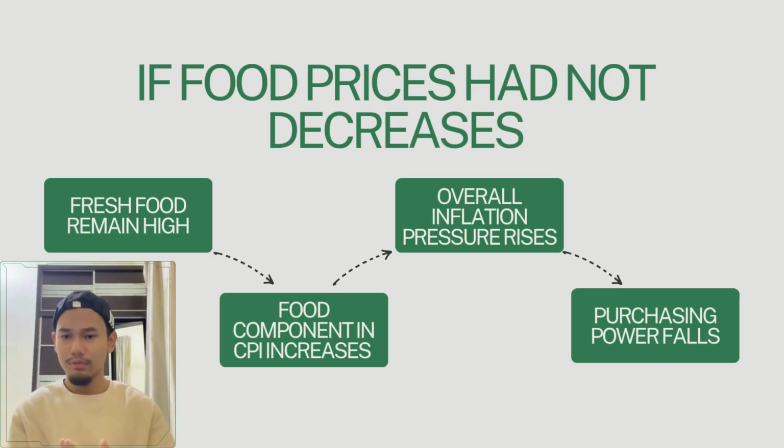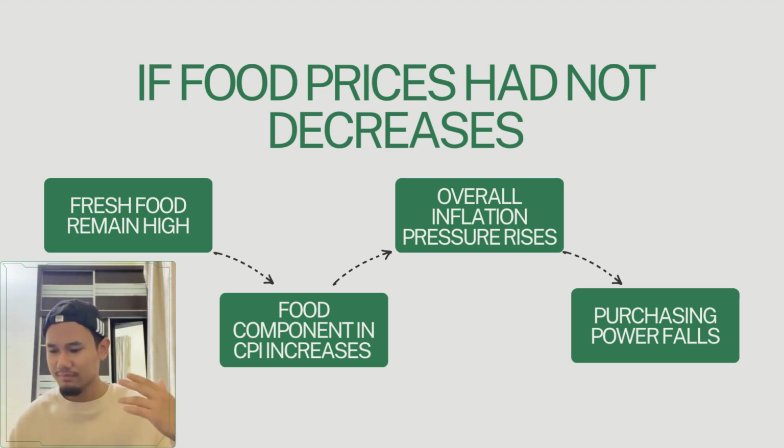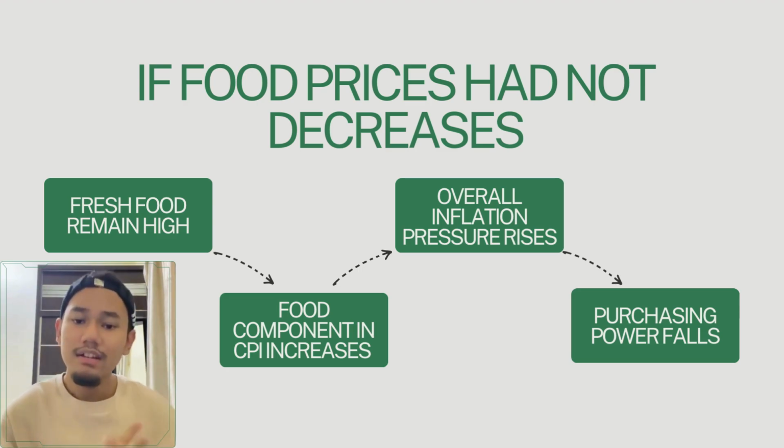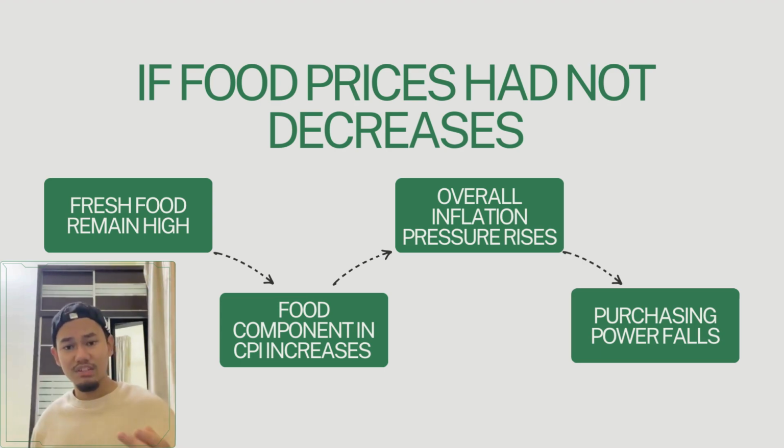Right, if fresh fruit prices remain high, Malaysian overall inflation would likely increase to stay under pressure. Fresh food such as vegetables, fish, chicken, eggs, and fruits are bought frequently by households. When these prices do not fall, the food component in CPI remains high. This would reduce purchasing power, especially for B40 households, because they spend a larger share of income on basic necessities.